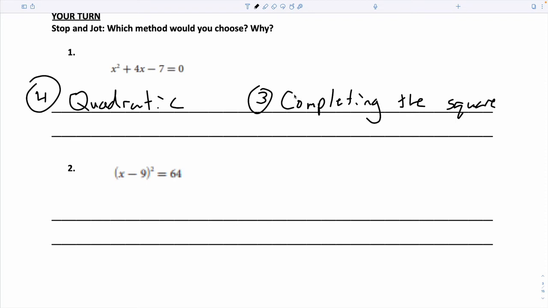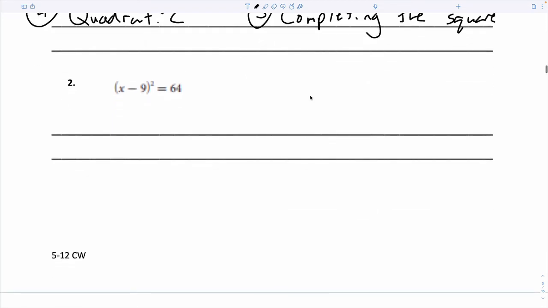I could not factor this one, and I can't take the square root. For number 2, give me a 1, 2, 3, or 4. What would you use? 1 for factoring, 2, take the square root, 3, complete the square, 4, quadratic. Hands down, most of us decided to complete the square. A few of us were aiming towards 3 and 4 because we just kind of forgot.